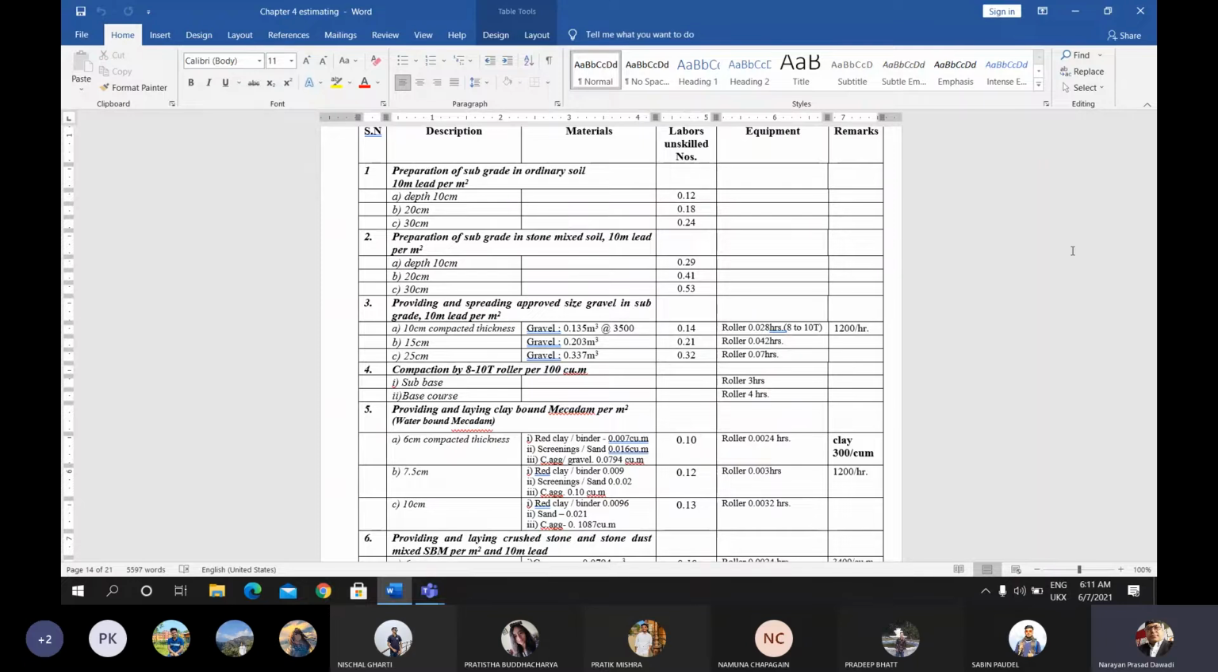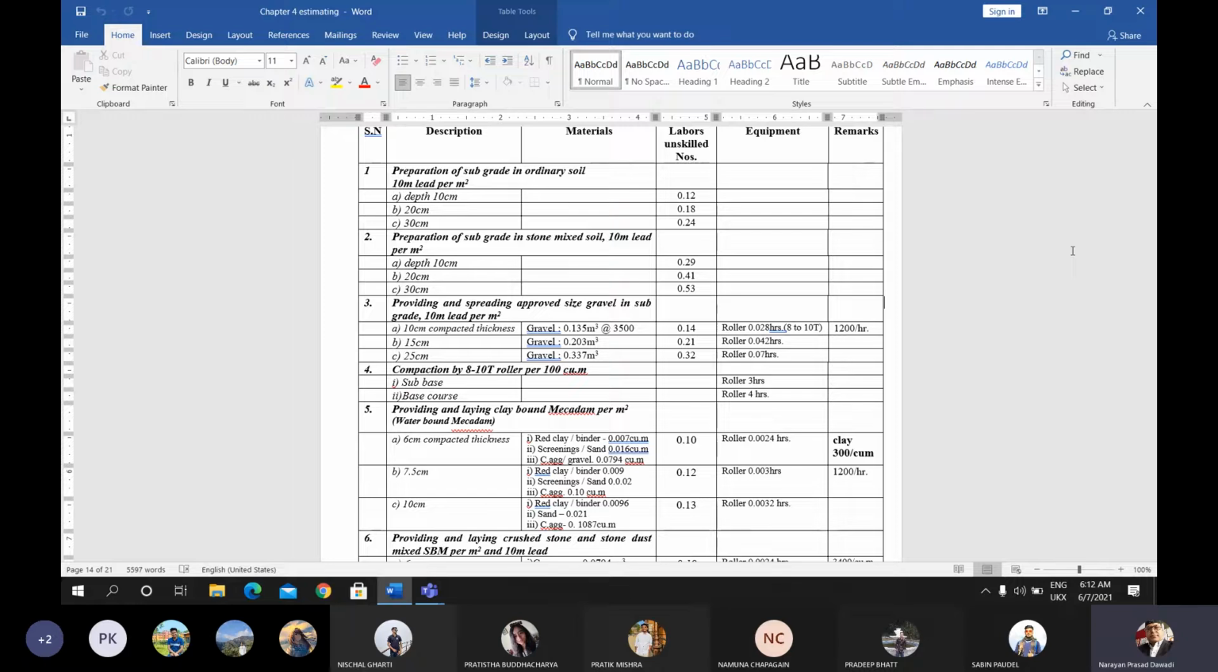Altogether, there are 9 rate analyses under the same heading of subgrade: ordinary soil, subgrade in mixed soil, and the spreading of approved size gravel in subgrade. Now, let me start the fifth one, because the fourth one is not so important. It is only for the compaction of subbase and the base course.